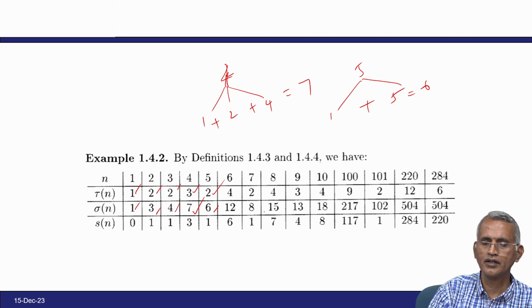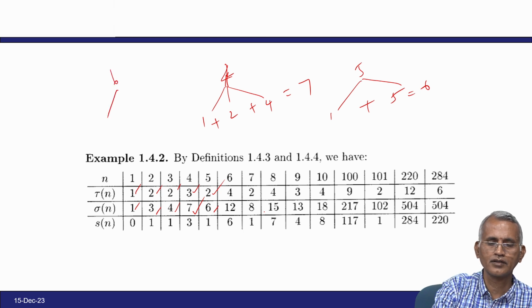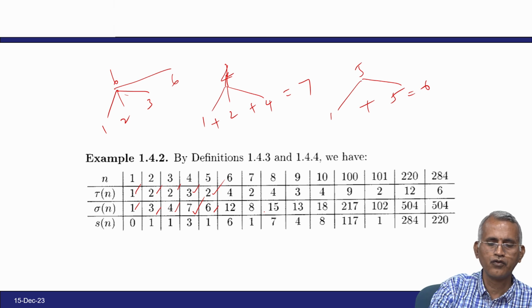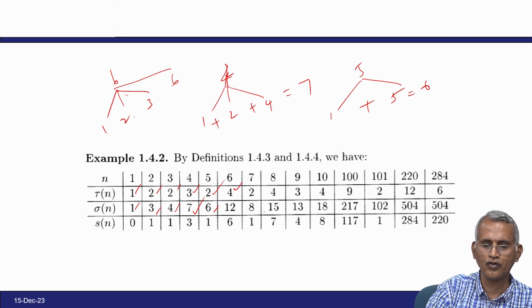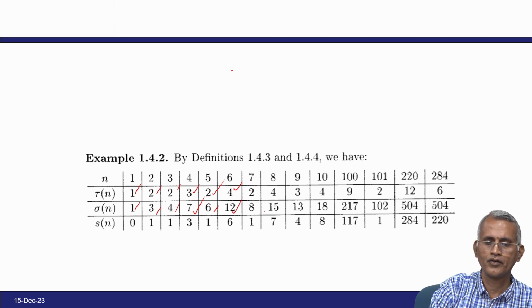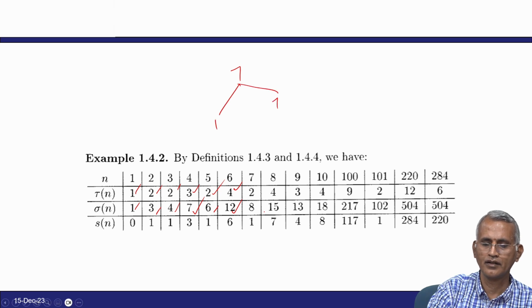Now, you start with 6. What are all the divisors of 6? 1, 2, 3 and 6. So, totally 4: 1, 2, 3, 4. So, tau is 4. Sum them: 1 plus 2 plus 3 plus 6, so 6 plus 6, 12, therefore sigma is 12. You take 7, what are all the divisors of 7? 1 and 7. How many divisors? 2.